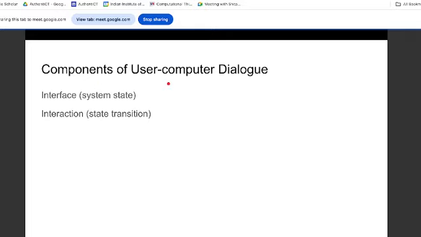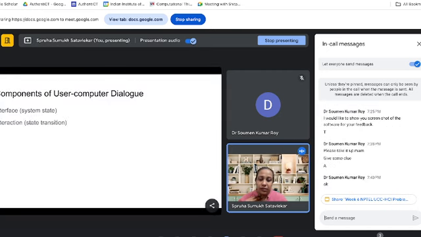Components of user computer dialogue. We have modeled all these things. Previous models were basically talking about the user's behavior. Today's session is focusing more on the computer's interactions rather than the user interaction. So we are modeling the user computer dialogue essentially in today's session.